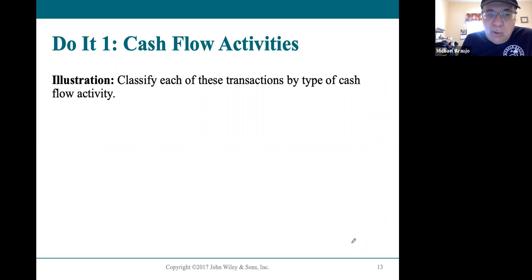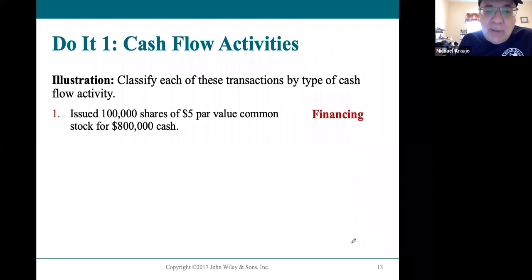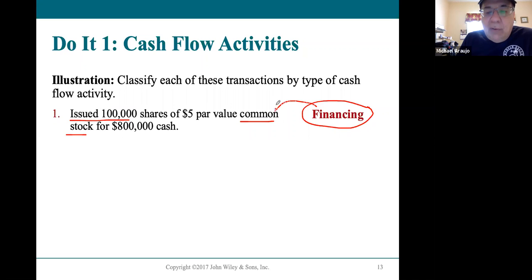Okay, so here we have our do it exercise where we're looking at identifying the cash flow activity. In this first one, we sold common stock. Because we sold common stock, we're getting money into the company. It's a financing activity. If it involves equity, the stockholders' equity or liabilities, it's a financing issue.